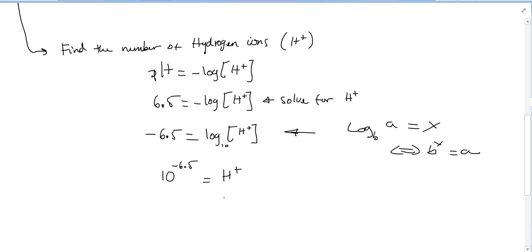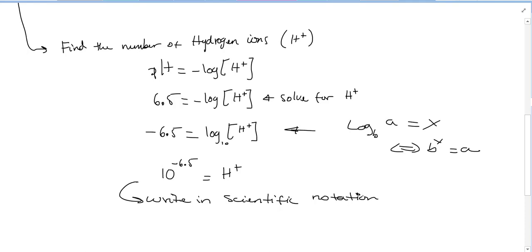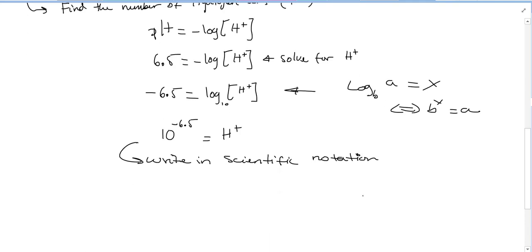Now here, I just kind of left it here, but in WebAssign, you're asked to write it in scientific notation. So how do we do that? I probably left it because I thought our scientific notation is fresh in our minds, but it might not be. So let's do it out. You will put it in your calculator, and your calculator will pretty much already give you the scientific notation. So let me bring in my calculator real quick.